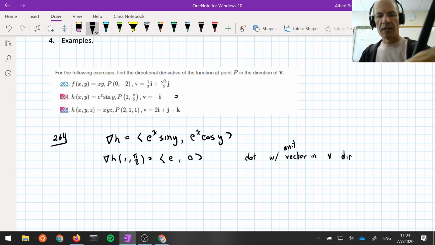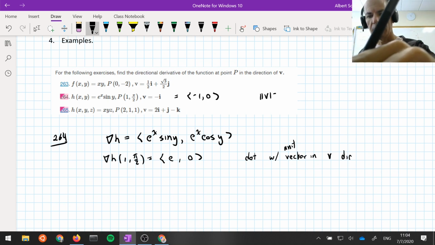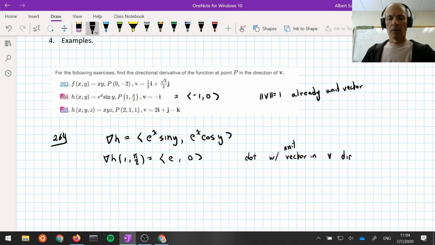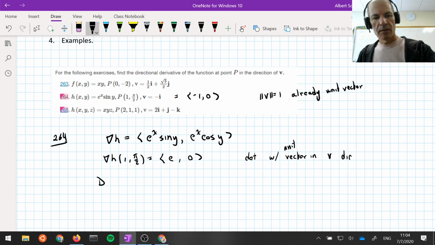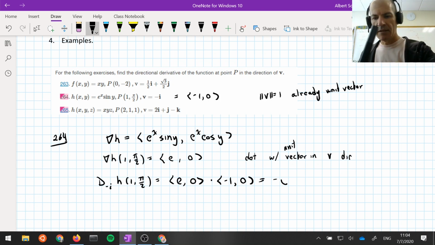Well, the v direction we've been given is this vector, -1, 0, like that. What's the length of this vector? Well, it turns out the length of v is already 1. So this is already a unit vector. So it remains to just compute this dot product. So the directional derivative in the direction of -i of h evaluated at 1, pi over 2 is (e, 0) dotted with (-1, 0). And that turns into a scalar, -e.